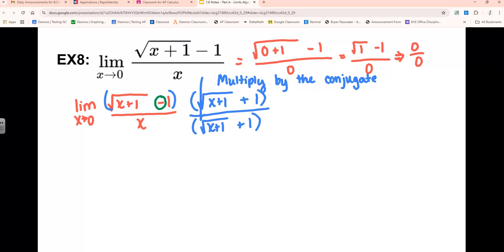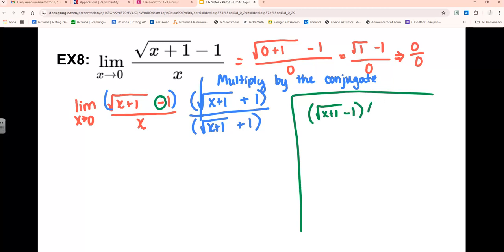Okay, questions so far? Okay, now over to the side here, I'm going to multiply this out. It's going to be the same thing happening every time. The middle terms cancel out. Eventually, you hopefully might be able to just do this in your head. But for right now, I think we probably need to see it multiplied out to understand what's happening here. So over to the side, I'm going to work this top part out. I multiply square root of x plus 1 minus 1 times square root of x plus 1 plus 1.